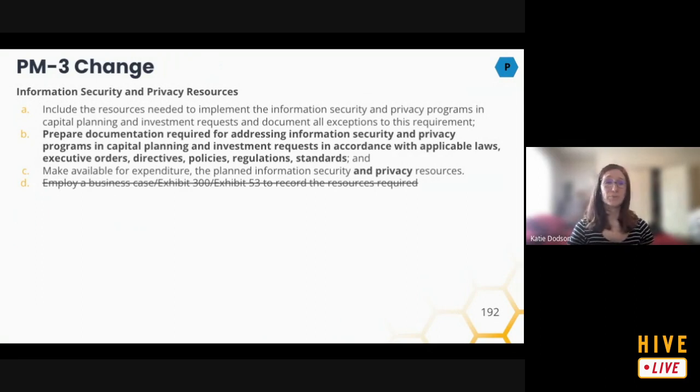So PM-3, include the resources needed to implement the information security and privacy programs in capital planning and investment requests, and document all exceptions to this requirement. Prepare documentation required for addressing information security and privacy programs in capital planning and investment requests in accordance with applicable laws, executive orders, directives, policies, regulations, and standards, and make available for expenditure the planned information security and privacy resources. Part D here about employing a business case or Exhibit 300 or 53 to record the resources is no longer a requirement.